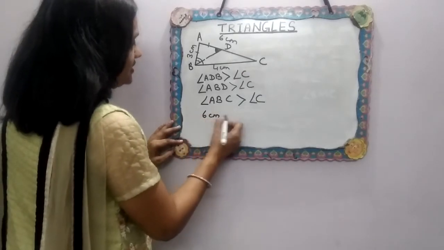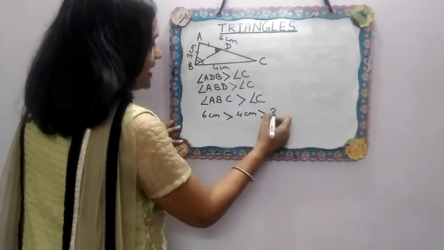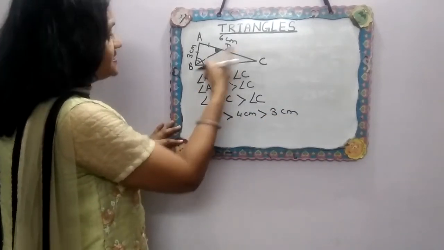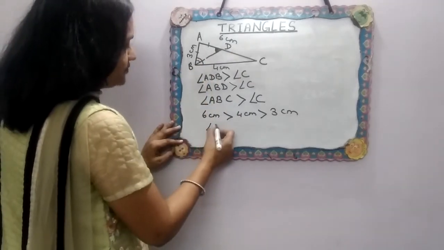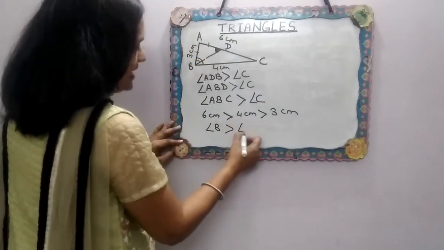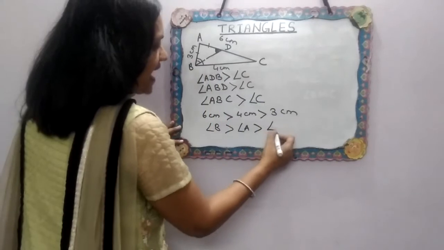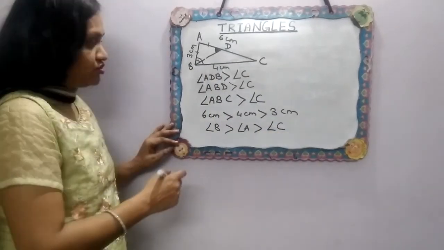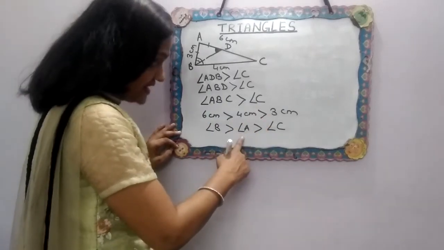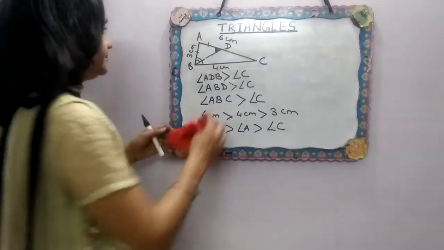6 centimeter is greater than 4 centimeter is greater than 3 centimeter. Which is the angle opposite this 6 centimeter side? Angle B. Which is the angle opposite the 4 centimeter side? Angle A. And which is the angle opposite the 3 centimeter side? Angle C. So we are able to conclude that angle B is greater than angle A is greater than angle C in the triangle.